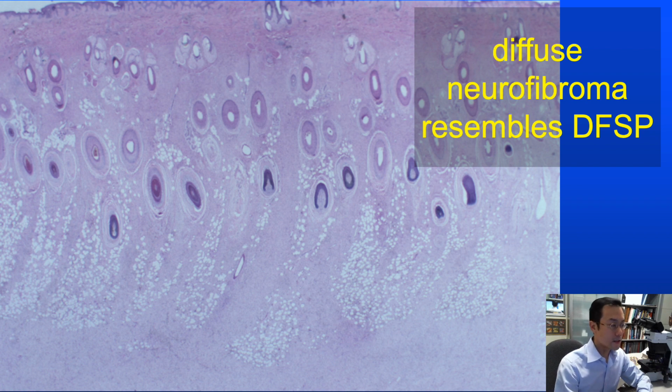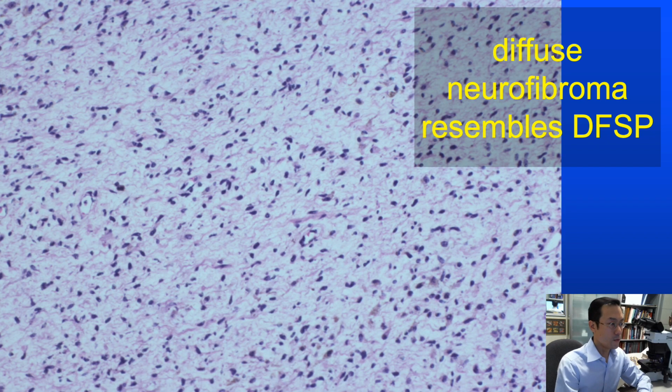In contrast to the commonly encountered polypoid and buttonhole papules of common neurofibromas, diffuse neurofibroma presents as a plaque and can resemble dermatofibrosarcoma protuberans in its extensive infiltration and entrapment of subcutaneous fat cells, with essentially the same cytologic features at high magnification.